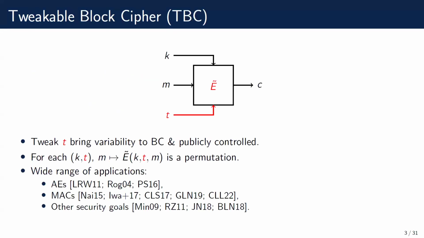So as seen in the previous talk, a tweakable block cipher is simply a block cipher with an additional parameter, the tweak, that brings variability to the block cipher and is usually controlled by the adversary, with the requirement that for each key and tweak, the function that takes the message to the ciphertext is a permutation. Indeed, tweakable block ciphers have seen a wide range of applications as building blocks of authenticated encryption schemes, message authentication codes, and are used to attain other security goals.